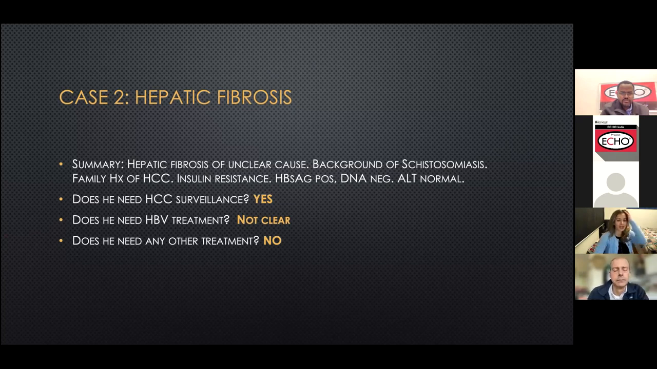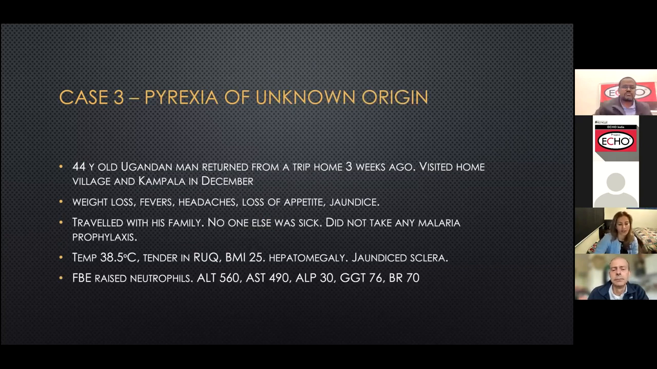So case 3 is a case of pyrexia of unknown origin. This is a 44-year-old Ugandan man who'd returned from a trip home 3 weeks ago. He visited, or 3 weeks before I saw him at least, he visited his home village and Kampala, and he'd gone at around December. He presents with weight loss, fevers, headaches, loss of appetite and jaundice.